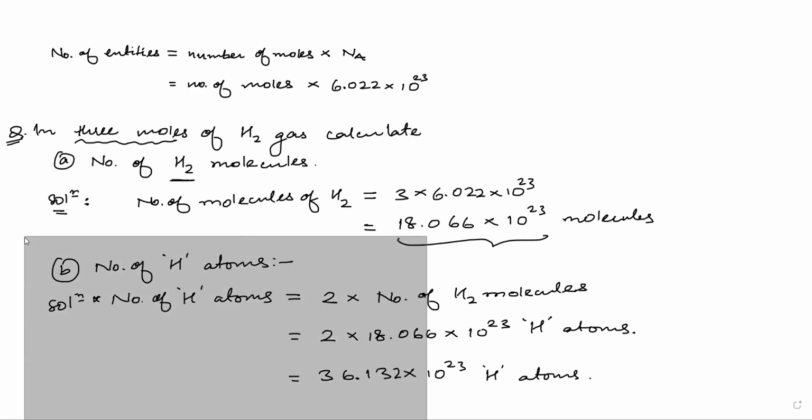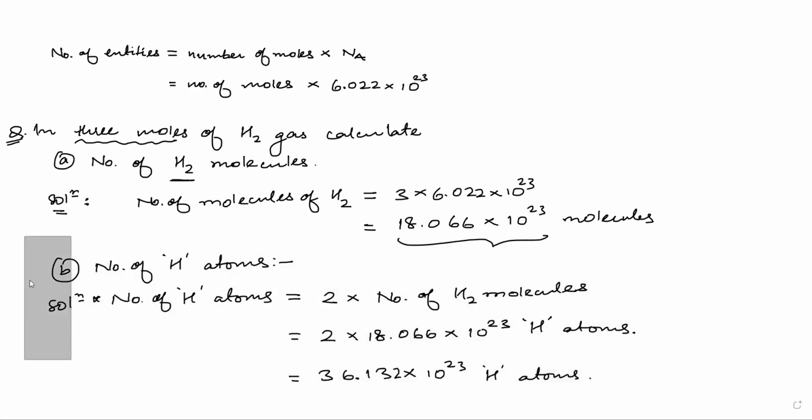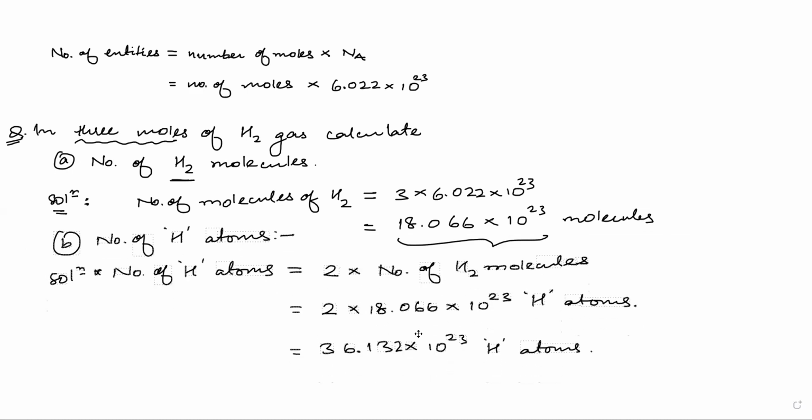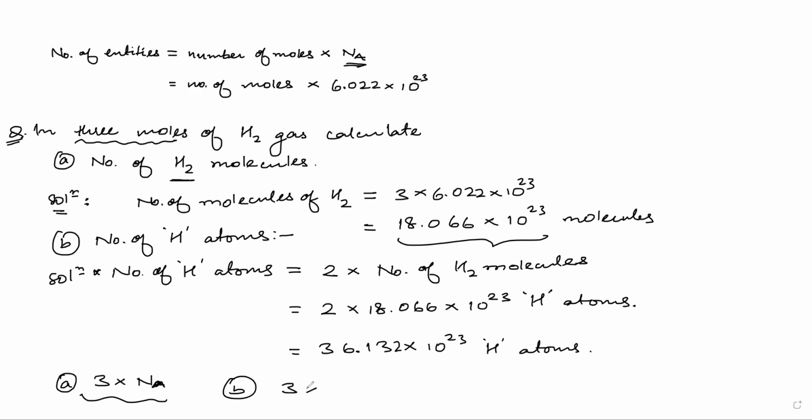Now, how to answer the second part of this question, that is B? We can answer more fastly. Each of these questions can be answered if we use the symbol Na rather than 6.022, and after that you can do all the multiplication and divisions. So for A it was very easy. For A you can directly answer it is equal to 3 into Na, right? Yes, sir.